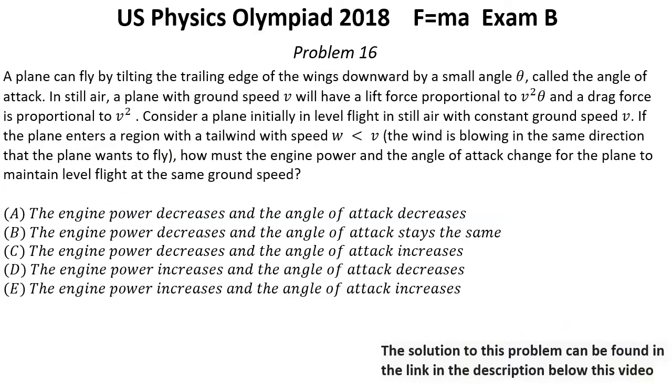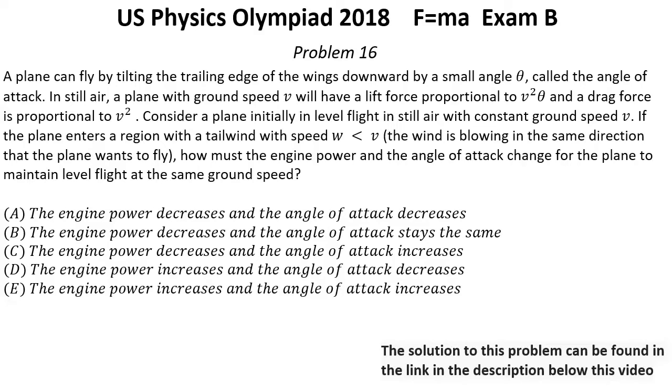Problem number 16. A plane can fly by tilting the trailing edge of the wings downward by a small angle theta, called the angle of attack. In still air, a plane with a ground speed v will have a lift force proportional to v square theta, and the drag force is proportional to v square.